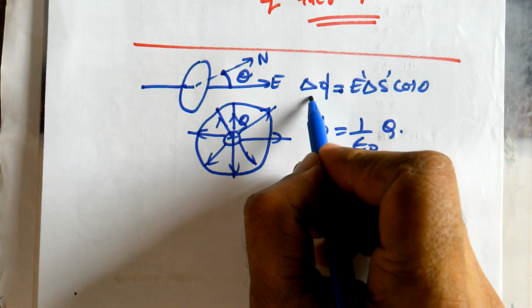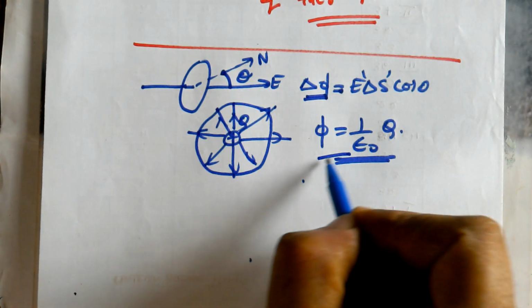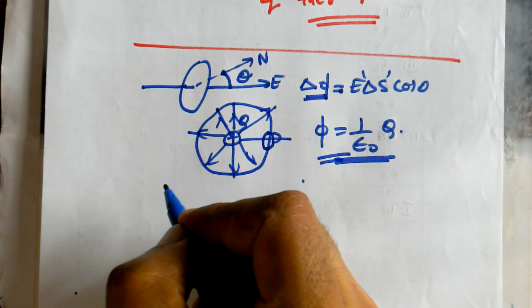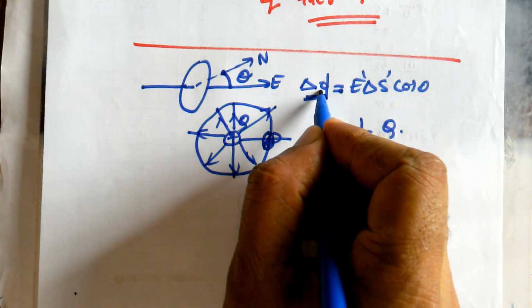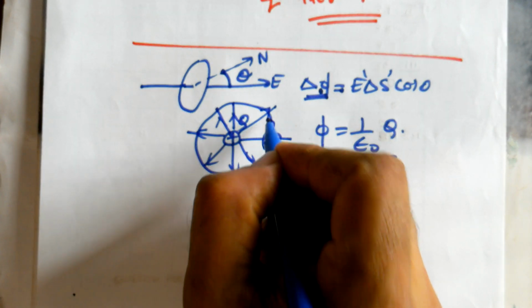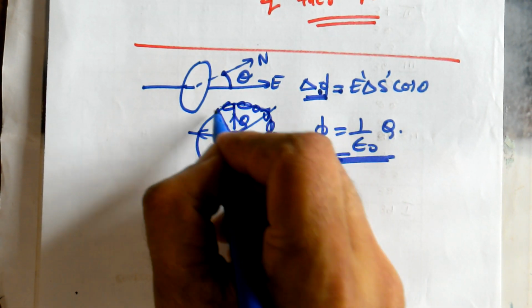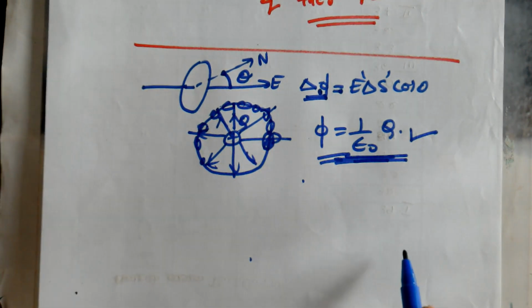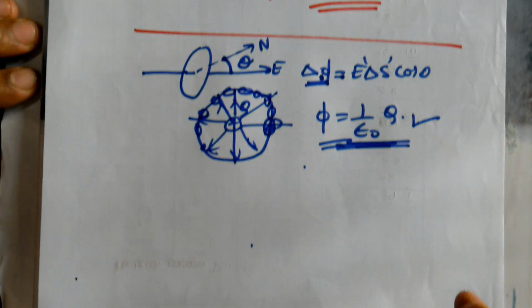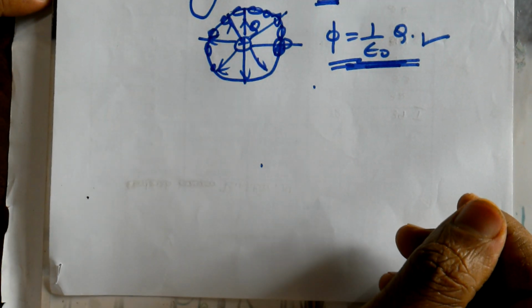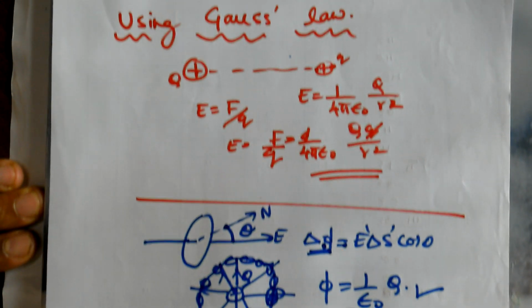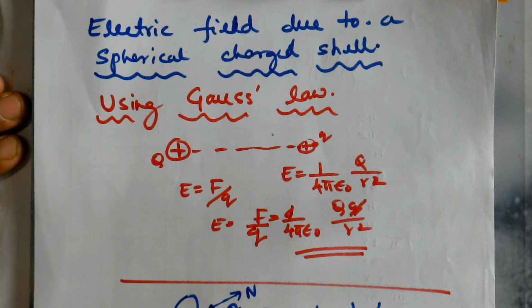Now, you can use this formula in order to get this phi. How? Consider a small area here. Find out the flux through this using this formula, and take such areas everywhere on the surface. Add it, and finally you will get this. That is the proof for Gauss law. Now we will use the same concept to find out the electric field due to a spherical charged shell, a metal shell, right? It is a conductor.